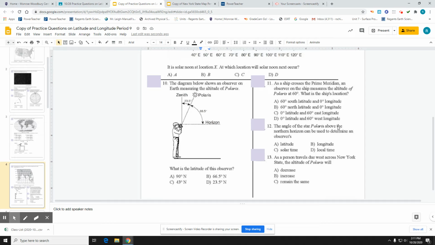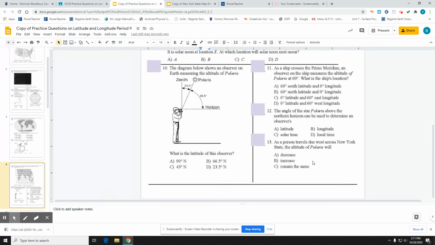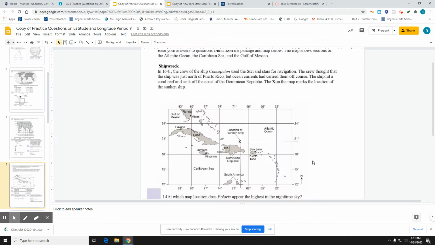The angle of the star Polaris above the northern horizon can be used to determine an observer's latitude. As a person travels due west across New York State, the angle of Polaris will, well, since you're not increasing your latitude or decreasing it, stay the same as you go west or east. It would just remain the same.